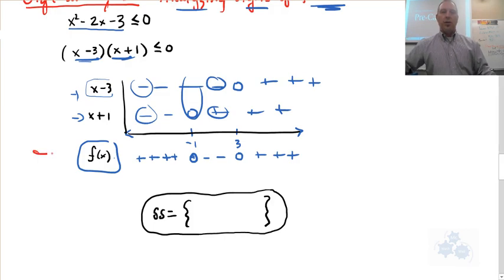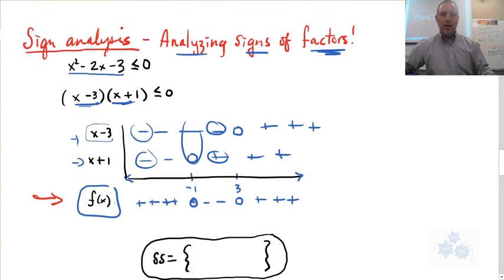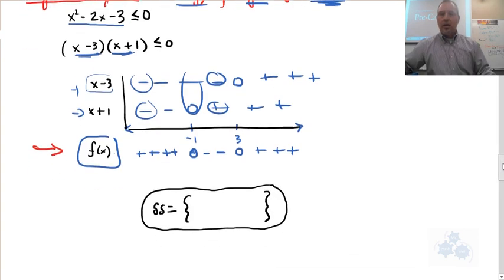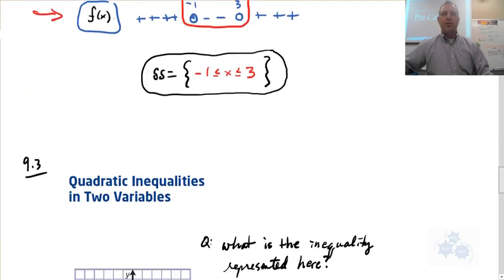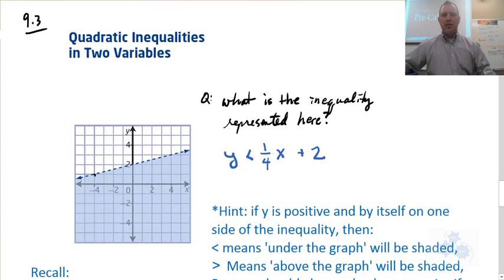So now I look at this part right here, and I can find my solution set. I'm looking for x values that make this negative or less than or equal to 0, and that's everything between -1 and 3. So -1 less than or equal to x less than or equal to 3. That's how you write everything between and including -1 and 3. So that's sign analysis.